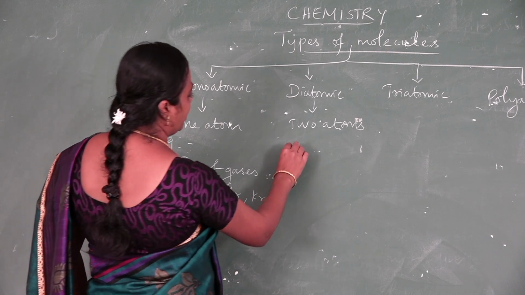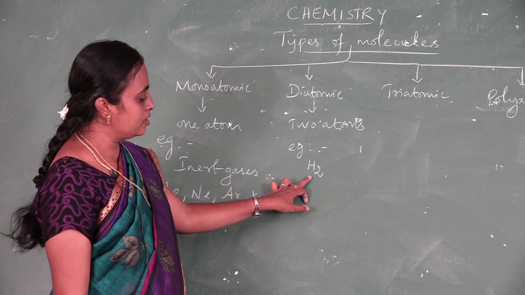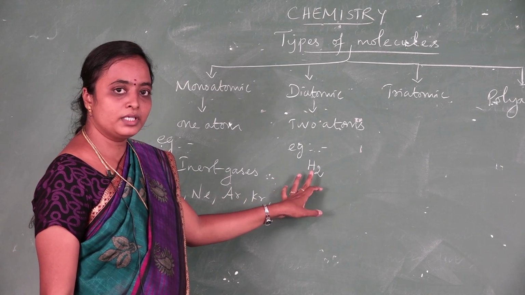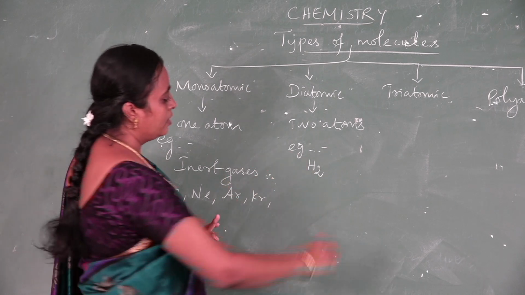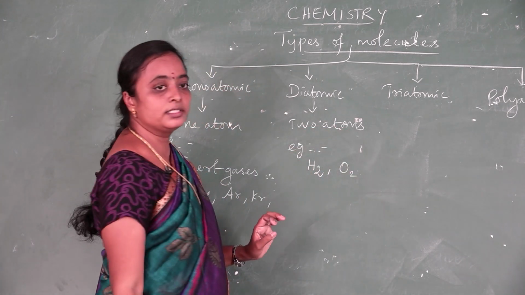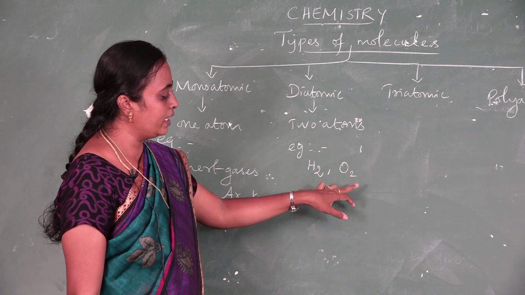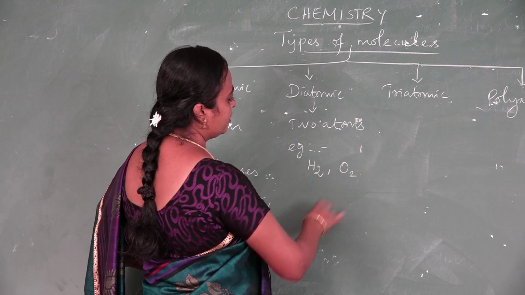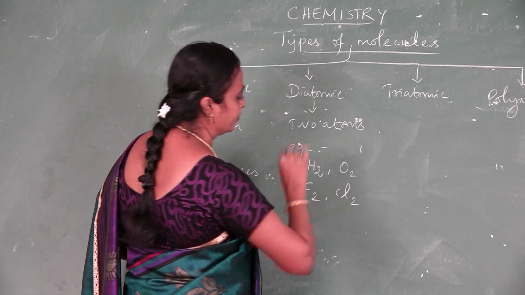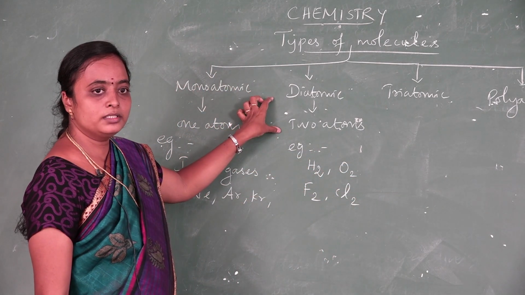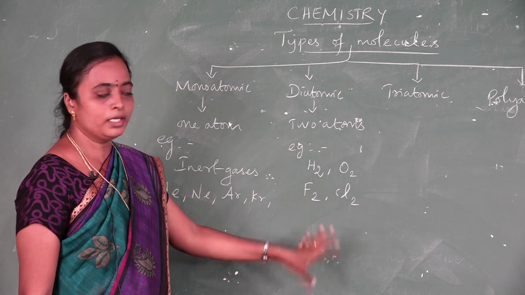If I am taking the example hydrogen, H2. Hydrogen is a molecule, but it is made up of a similar type of atom. But how many atoms present? Two hydrogen atoms. If I am taking O2, oxygen, the oxygen is also a molecule. Similar type, but how many atoms present? Two atoms. Like that, I can give examples like fluorine, F2, chlorine also. So what does diatomic molecule mean? If a molecule is containing two atoms, it is named as a diatomic molecule.